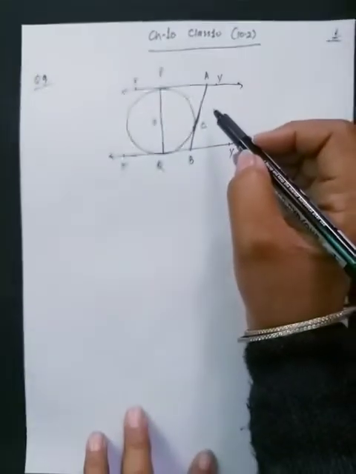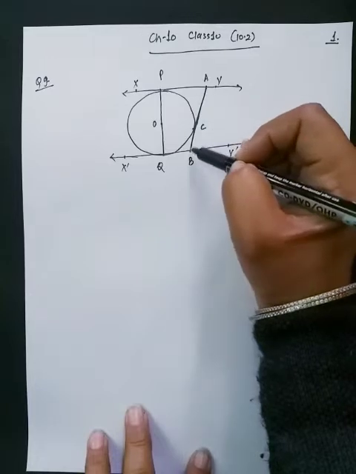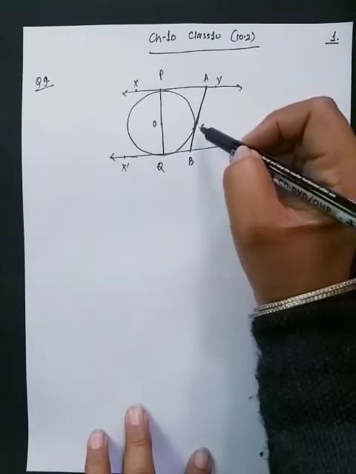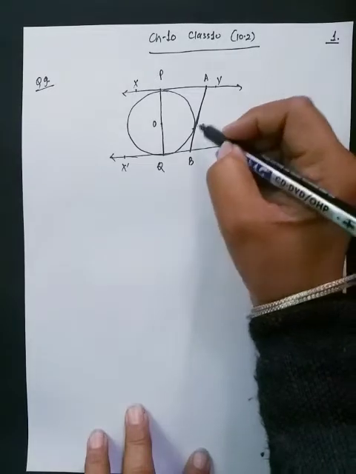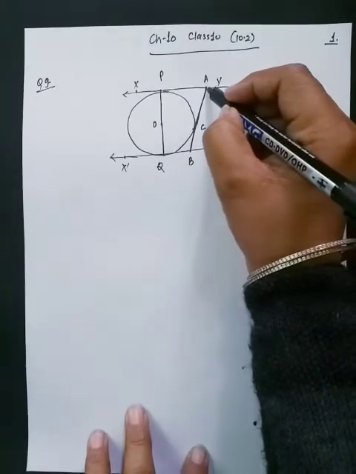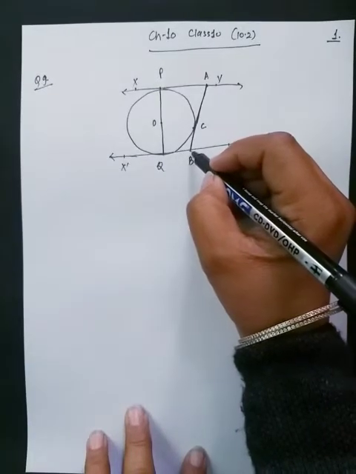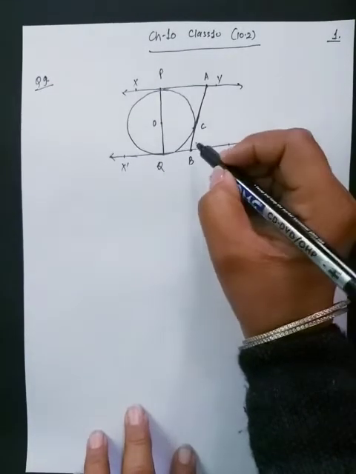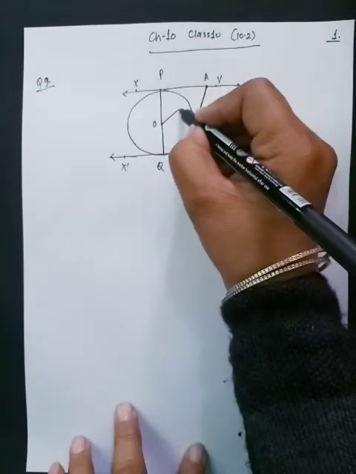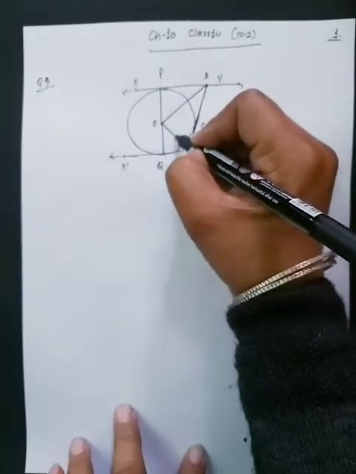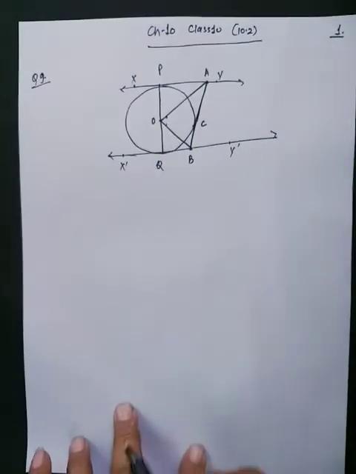Another tangent AB with point of contact C. There is one more tangent to the given circle, AB, which touches the circle at point C, intersecting the first tangent XY at A, and the second tangent X'Y' at B. Prove that angle AOB. So in the figure we have to prove that angle AOB is equal to 90 degrees.